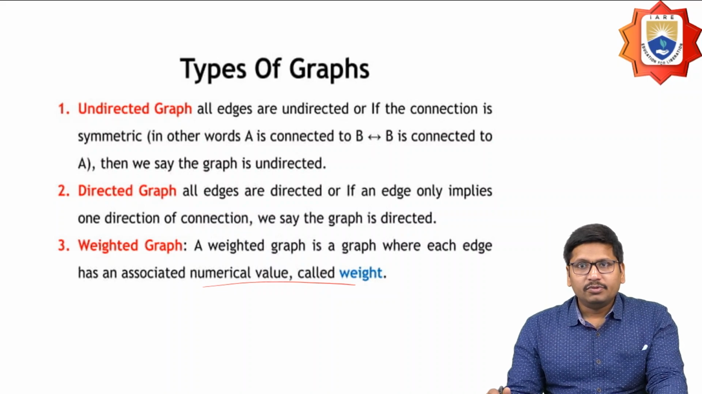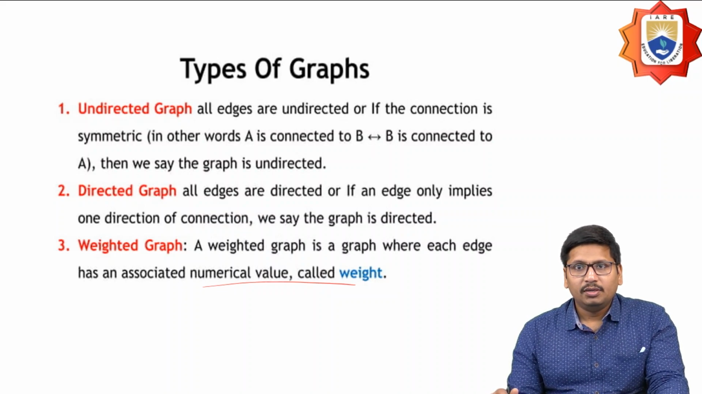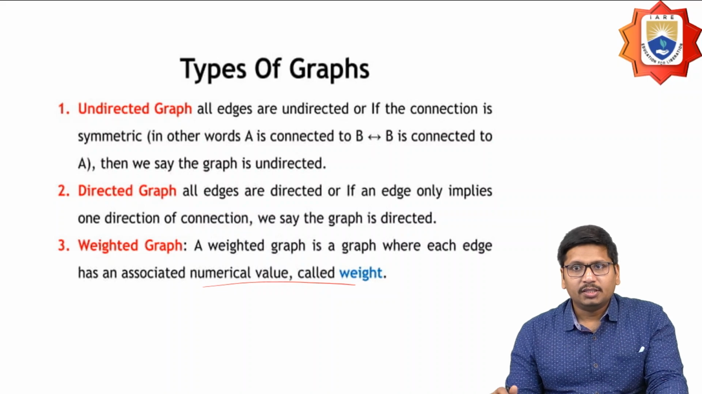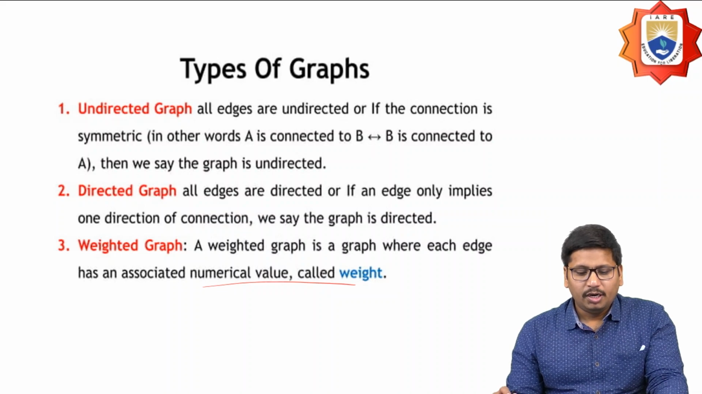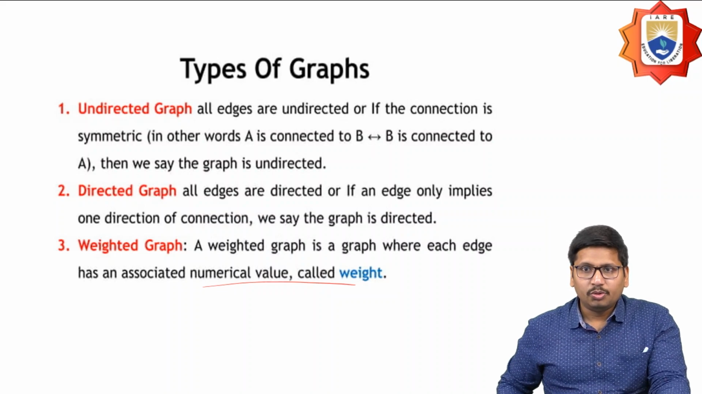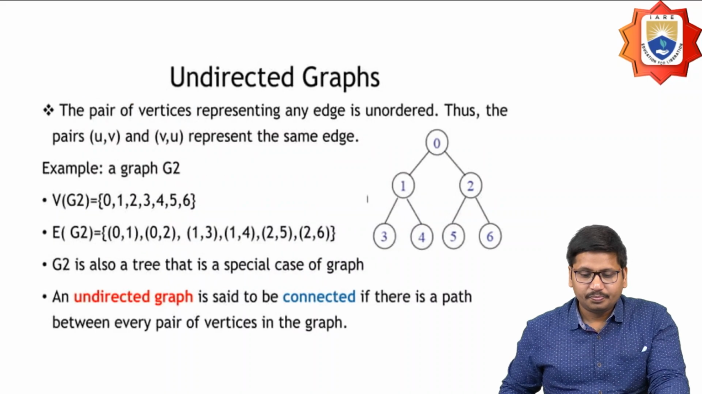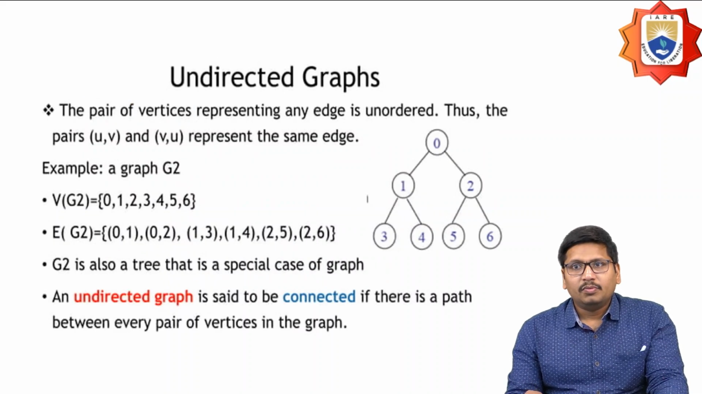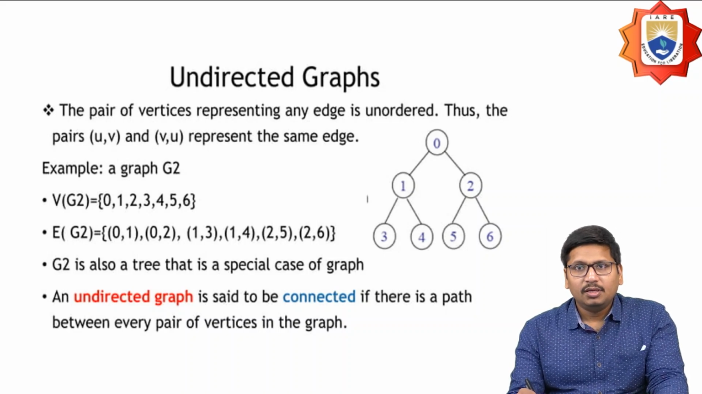So undirected graph, so all the edges are to be undirected ones. Undirected graph means all the edges are undirected, and an edge implies a one-direction connection here. And a weighted graph is the graph where each edge has an associated numerical value called weight. So what is this undirected graph? Undirected graph means a pair of vertices representing any edge is unordered. That means the pairs UV and VU represent the same edge.